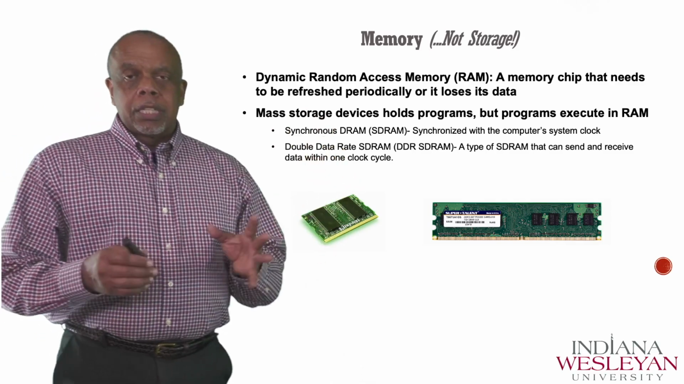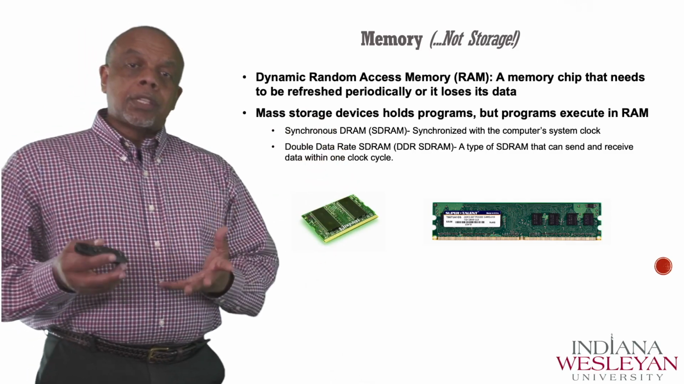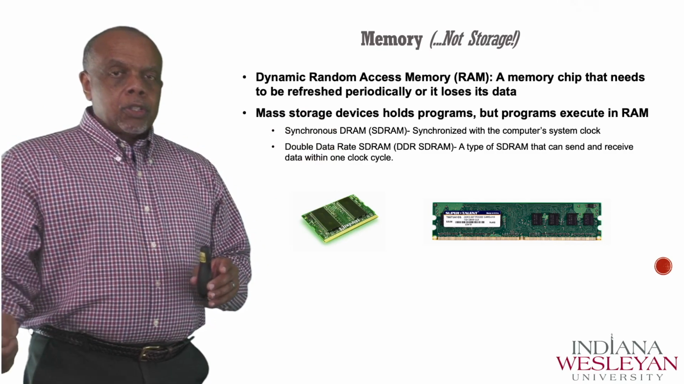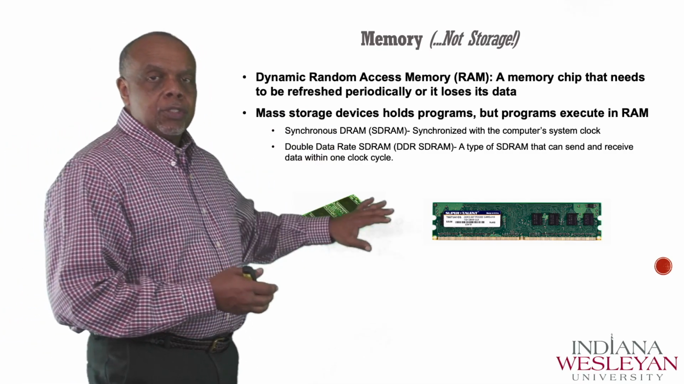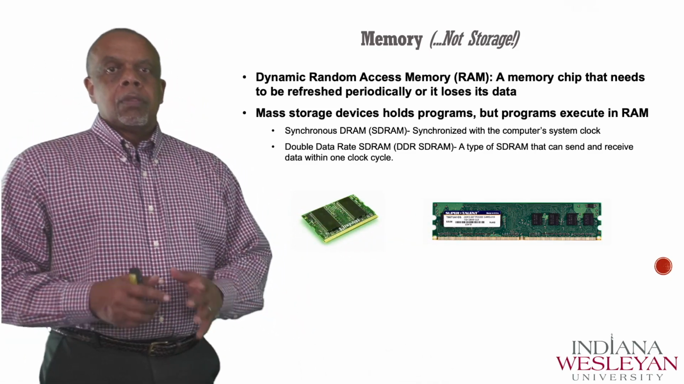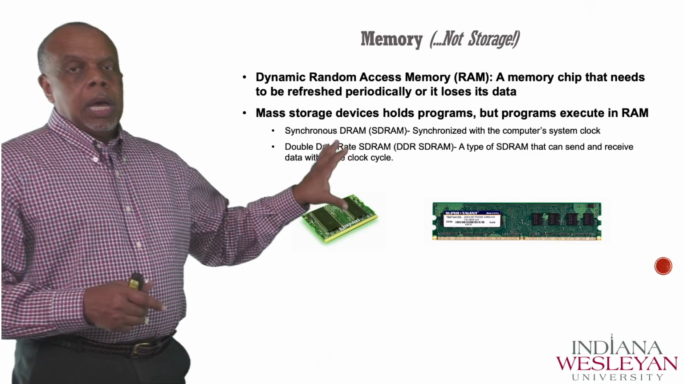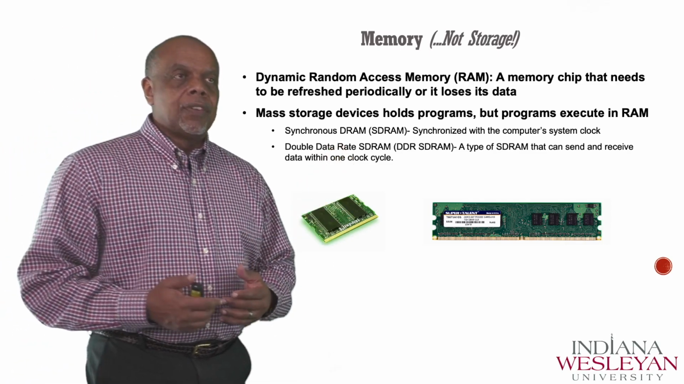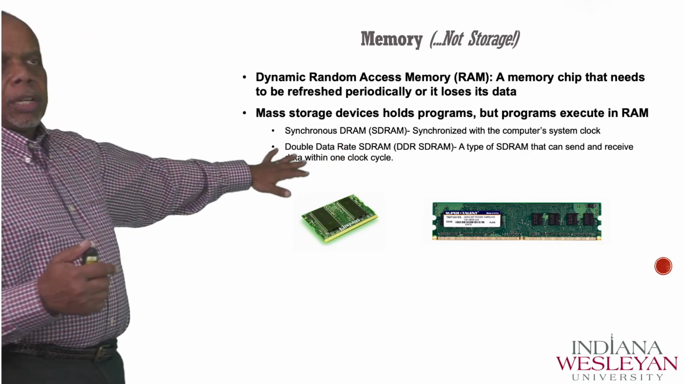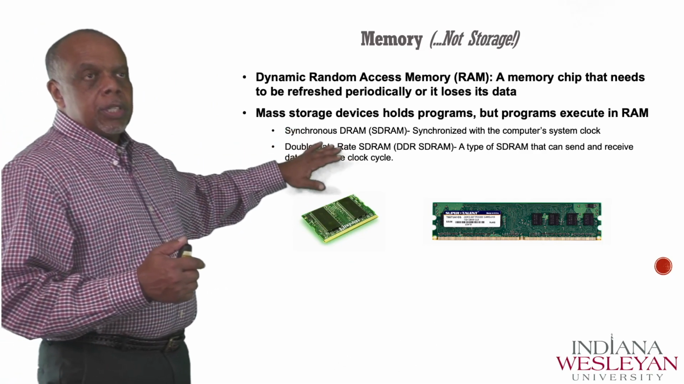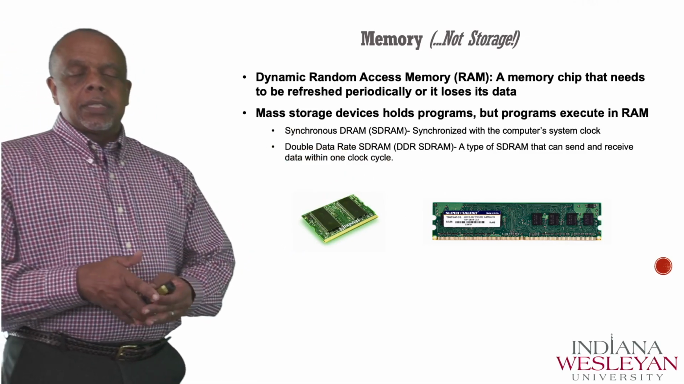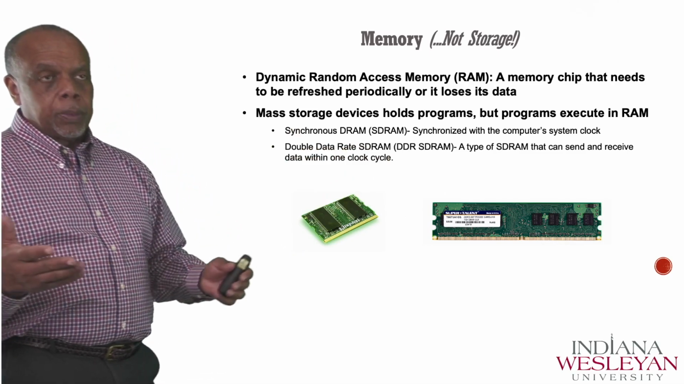Now, when we talk about this type of memory, we're talking about volatile memory. This means that when I turn the power off, everything that's stored in these chipsets is gone. Volatile memory, as opposed to the storage side, which was non-volatile. There are different types of RAM. You've got synchronous DRAM, which synchronizes with your computer clock, so it's running at the same speed as your computer clock.